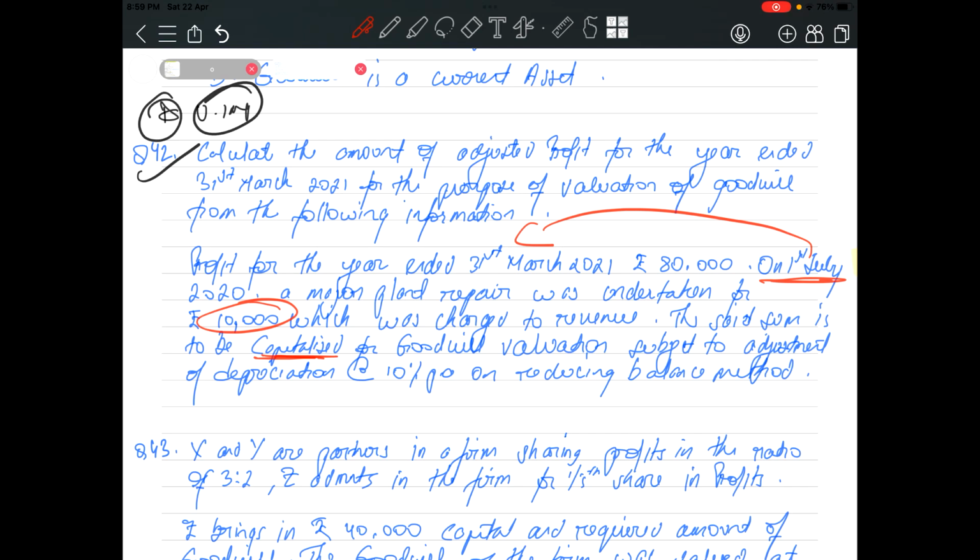We have not provided the depreciation in the P&L account, because the actual profit is 80,000 and this has been treated as repair. Now to calculate adjusted profit, we have to provide depreciation because the question has said subject to adjustment of depreciation at 10%. I hope this is absolutely clear to you.